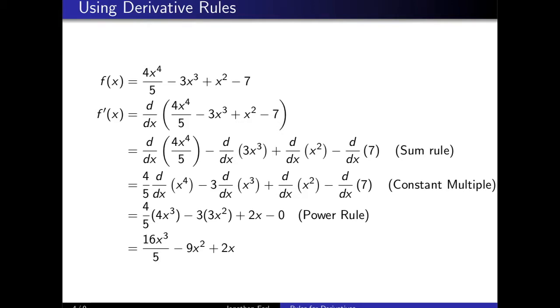From our power rule, the derivative of x to the 4 is going to be 4x cubed. So again, take the power 4, multiply it out in front, and subtract 1 from the power. The derivative of x cubed is 3x squared, the derivative of x squared is 2x, and so on. So we just wind up with 4/5 times 4x cubed minus 3 times 3x squared plus 2x for our derivative. And then just multiplying a couple of constants back together, we get 16/5 x cubed minus 9x squared plus 2x.